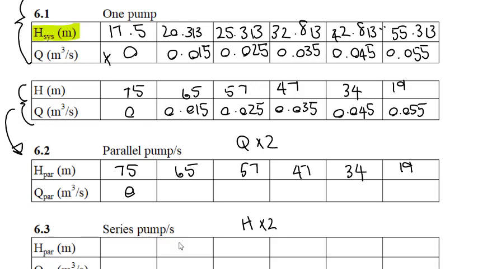Okay, and the next one will be obviously 0.030. The next one will be 0.050. The next one will be 0.070. Next one 0.090. And the next one would be 0.110.